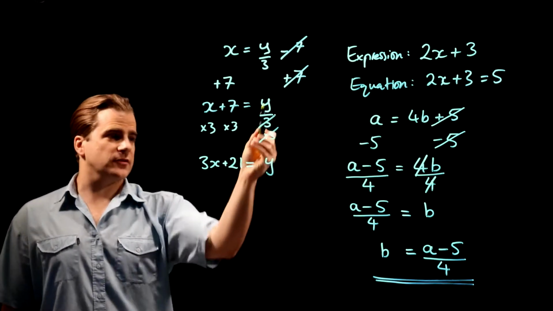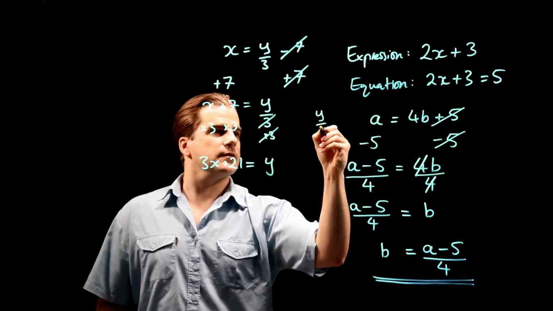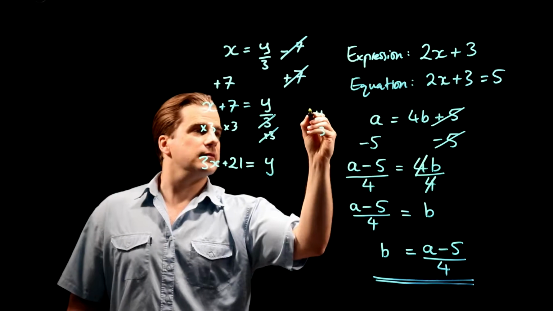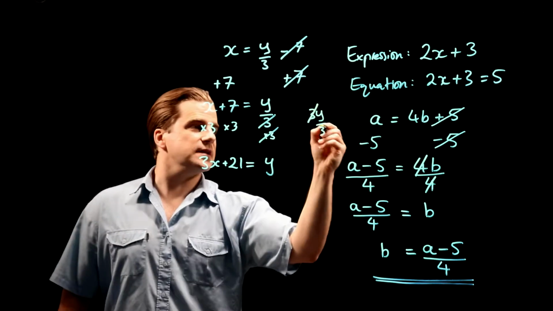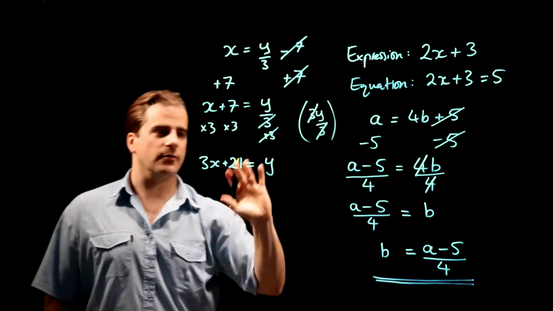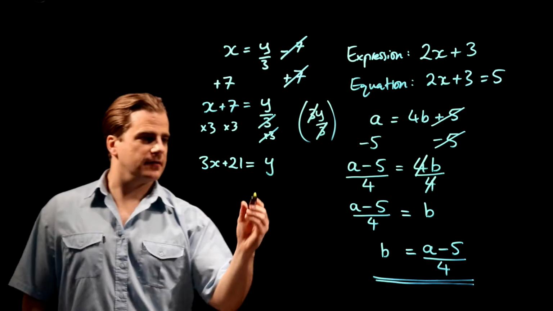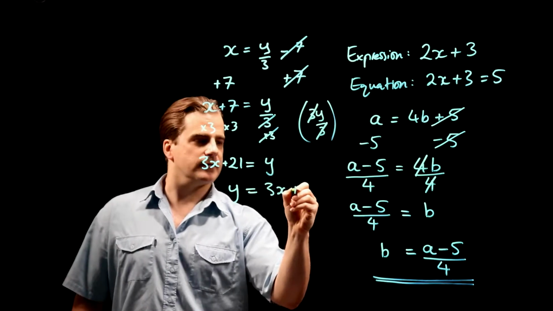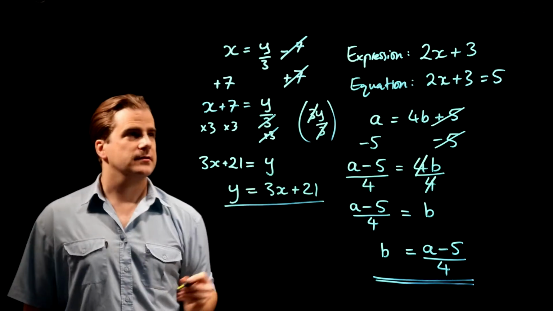So you're left with just y. The way I've written it there, if you like, you can go off to the side and do it like this. You've got y over 3 times 3, so 3y over 3, which is just y. Okay? But that's just another way of looking at it. So we've done it. We've made y the subject. y equals 3x plus 21. Same equation, different form.